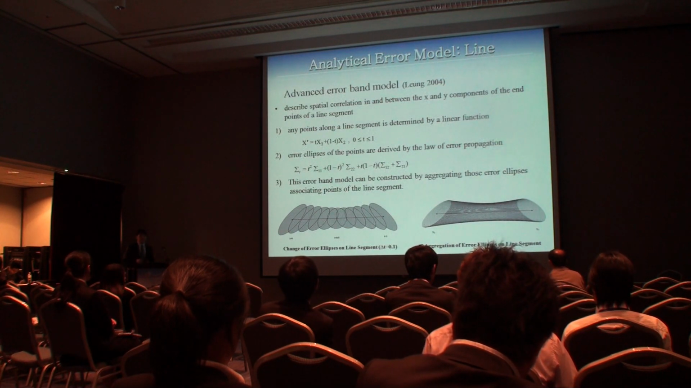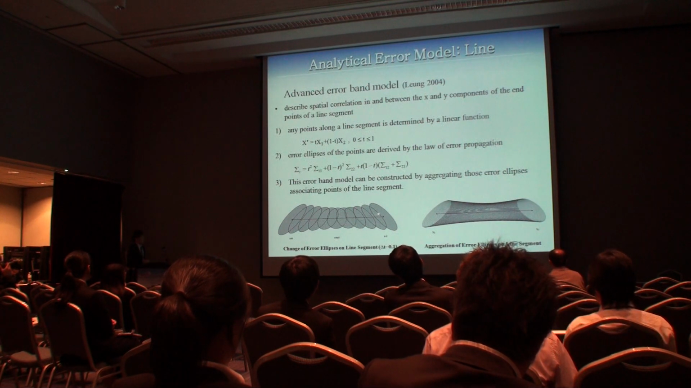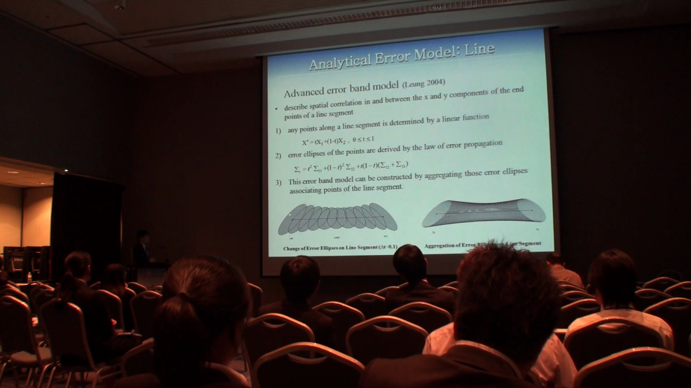The error band model in the previous slide was further developed to describe the spatial correlation in and between the XY components of the two end points of the line segment. In this model, any point along the line segment is determined by the linear function as below. Error ellipses of the points are derived by applying the law of error propagation to the linear function. This error band model can then be constructed by aggregating all of those error ellipses.